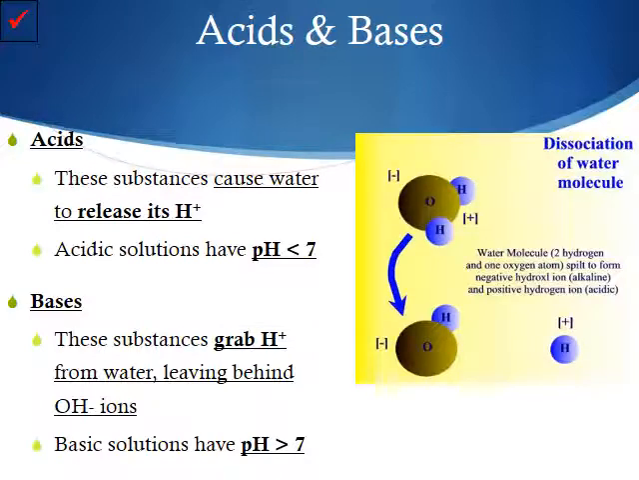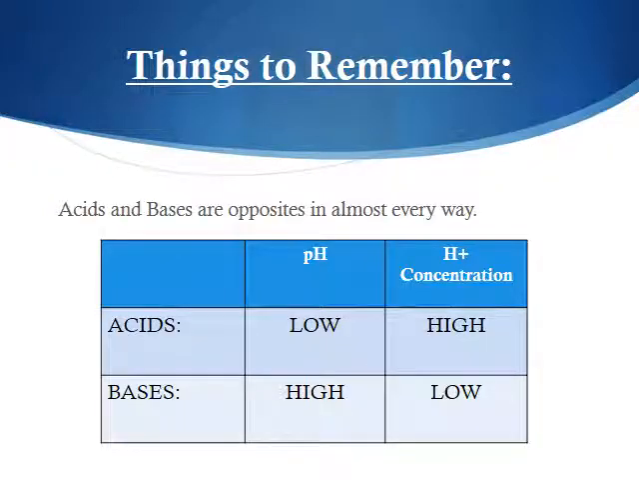So as you can see here, the water molecule has two hydrogens and one oxygen, split to form a negative hydroxyl ion, or alkaline, and a positive hydrogen ion, meaning acidity. So as you can see here, this just added a hydrogen ion to the water or the solution, making it more acidic.